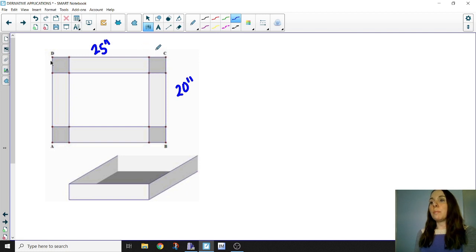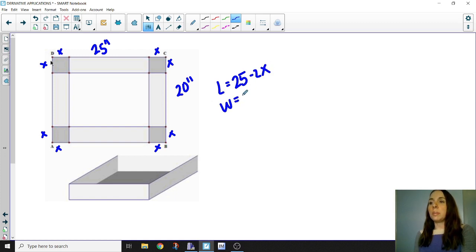If you make the dimensions of those squares x, then you can easily write a volume function of your box. Given that the length would be 25 minus 2x, the width would be 20 minus 2x, and the height would be x. And from there, okay, what do we do?